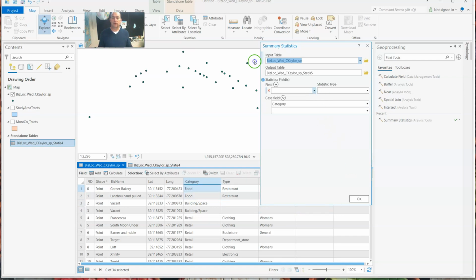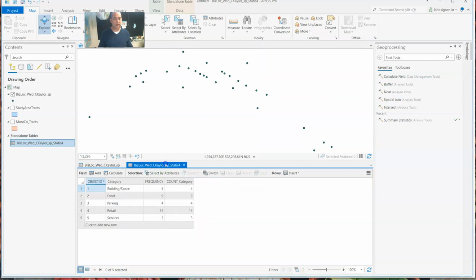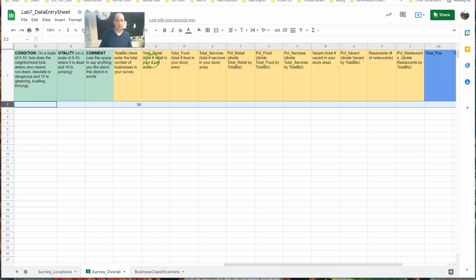And so here I'm going to say take category, the different type, retail, service, food, etc., and gather a count. How many times does each of those occur? This is actually gathered by default when we run a summary command. And the output of this looks like this. So I learned that there are 4 vacant buildings or spaces, and there are 9 food establishments and 4 parking locations, etc. And I would just take those values and enter them in under these totals.